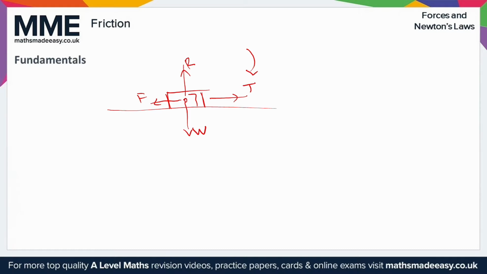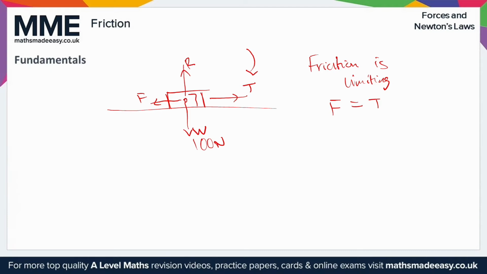Okay, so if we assign some values to this, let's say the weight is 100 newtons. And then we say that the friction is limiting. What does that mean? Well, it means that if there's any more force applied to the particle in the direction of motion, then the particle will move, or in our case, the box will move. So in this case, F equals T. The friction equals the thrust.